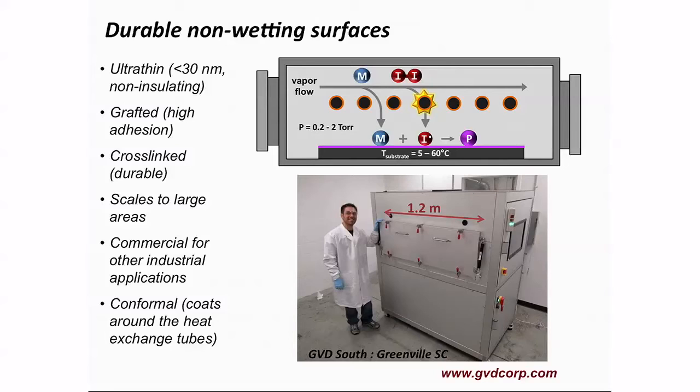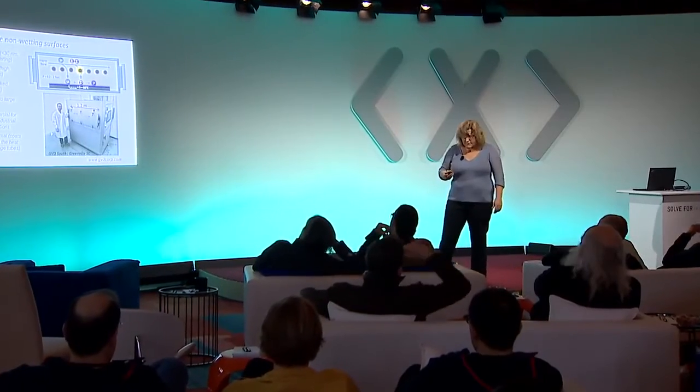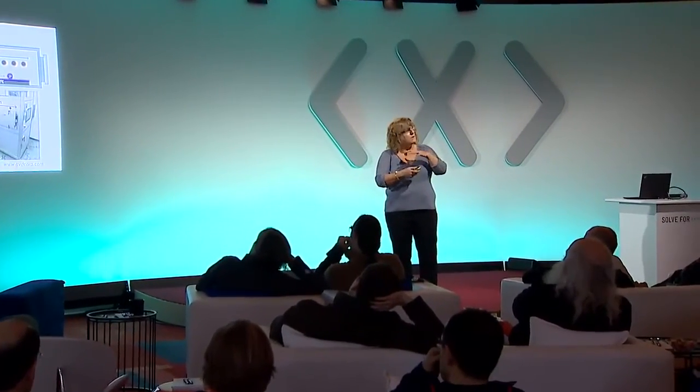This is a picture of a reactor which is already greater than a meter across. So you're ultra thin, but over quite large areas. And one of the key features that makes this coating durable is that we actually create covalent chemical bonds between the solid surface that we're modifying and the coating itself. And that chemical bond is what leads to the durability.